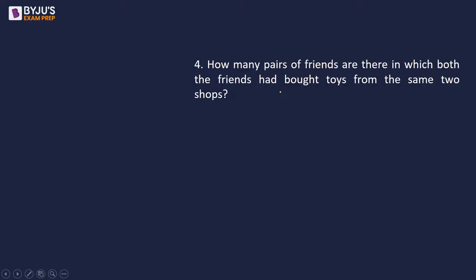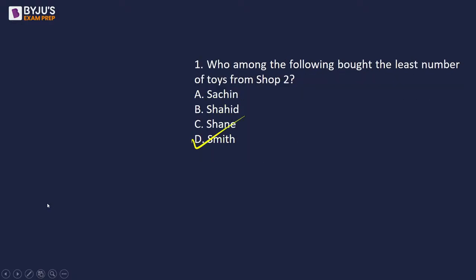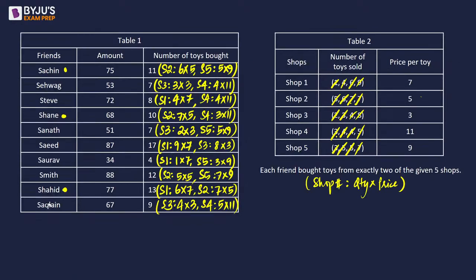Okay, next. How many pairs of friends are there in which both the friends had bought toys from the same 2 shops? Okay. This means that if there is A and B, they both should have bought from the same shops. So that is 1 pair. So we need to count how many such pairs exist. Okay.